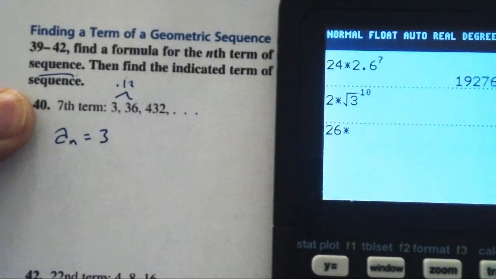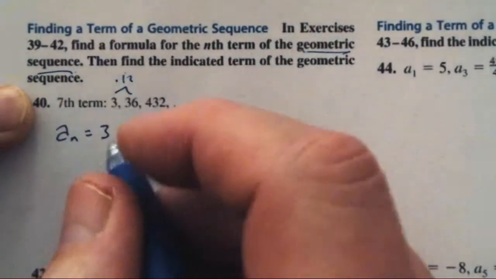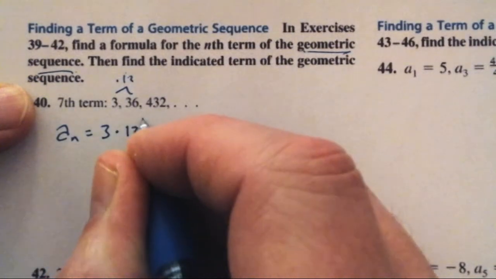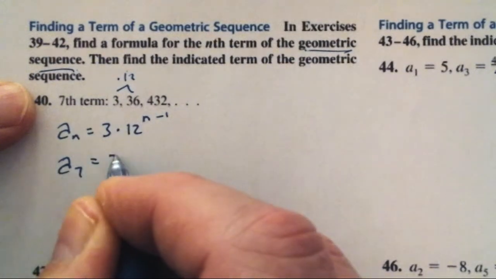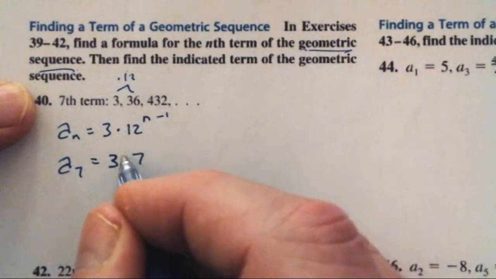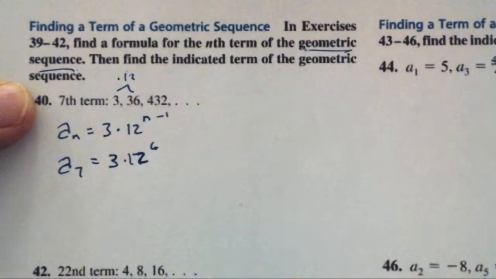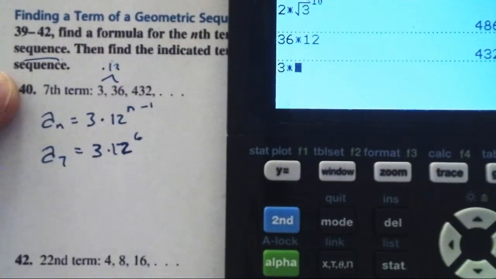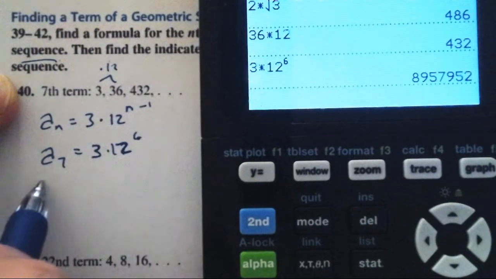36 times, that's not 36. 36 times 12 does in fact get us to 432. So we start multiplying by 12s n minus 1 times. We just want the 7th term. 3 times 12 to the 7 minus 1, to the 6th. 3 times 12 raised to the 6 is pretty big.